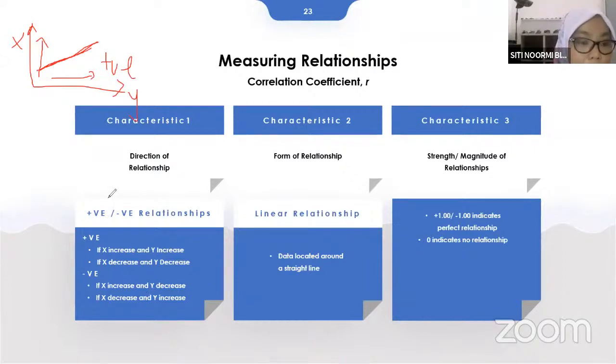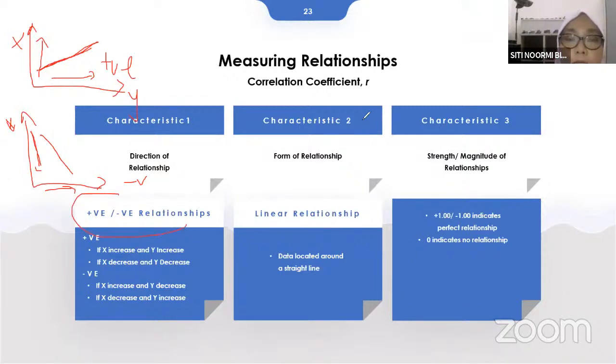Next one, let's say the line is moving downward like this. An increase in X, Y also... Y decreases, sorry. So this one is a decrease in Y. So increase in X, decrease in Y. So this one is a negative relationship. I thought this one is very easy.